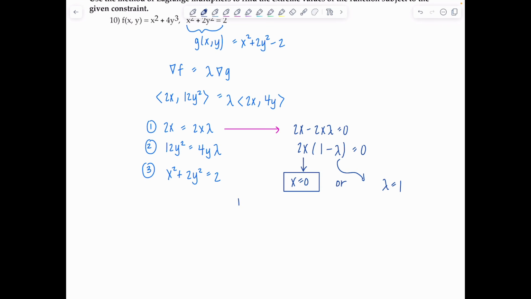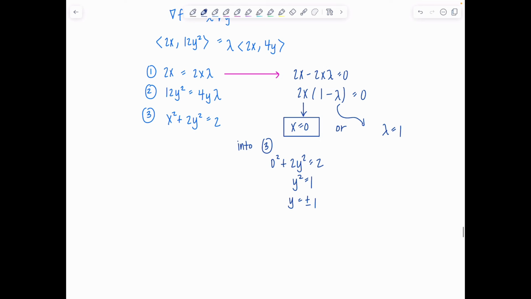So if x is 0, into 3, we have 0 squared plus 2y squared is 2, which means y squared is 1, y is plus or minus 1. Now those y values came from substituting in 0 for x. So those all go together, 0, comma, plus or minus 1. If lambda equals 1, the only other place I can go now is equation 2.